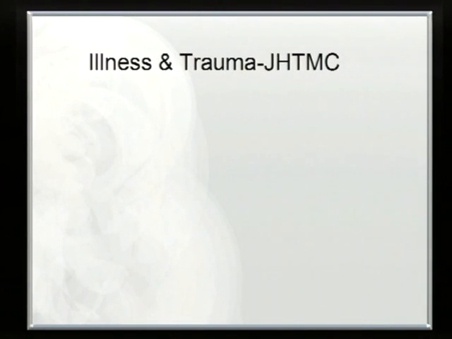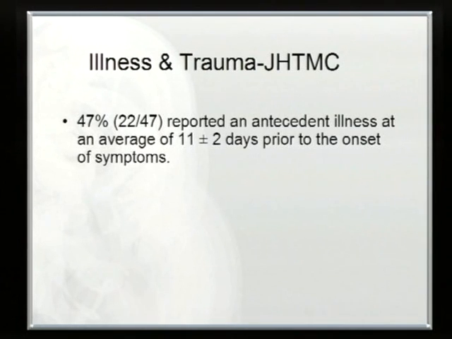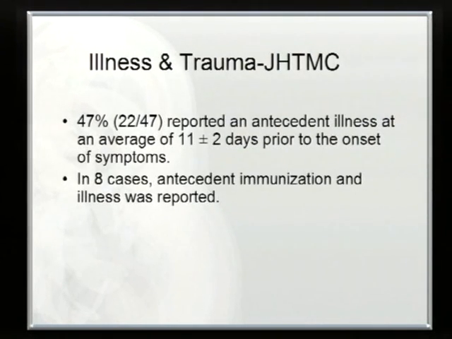Two other things that we looked at were the connections between illness and trauma and the onset. So in the case series that we're looking at now, in the 47 cases, 47% reported an antecedent illness, an average of 11 plus or minus 2 days before the onset of symptoms. In 8 cases, an immunization and an illness were reported together.